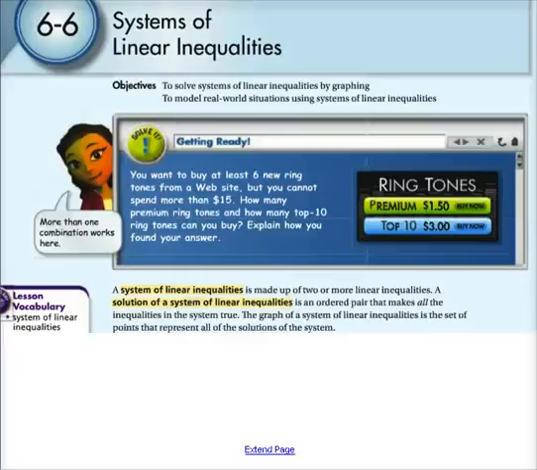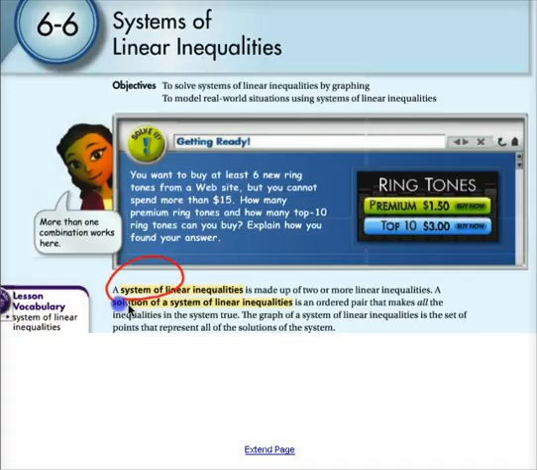Lesson 6-6, Systems of Linear Inequalities. In the last lesson, we learned how to graph a linear inequality. And when we did so, we showed all of the solutions by shading the region, using a point on a graph to tell which region to shade.